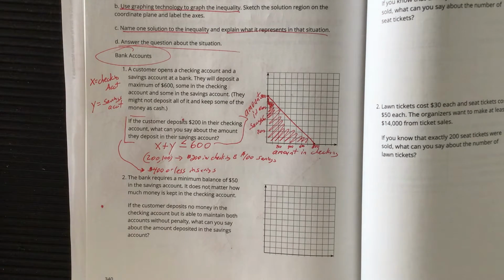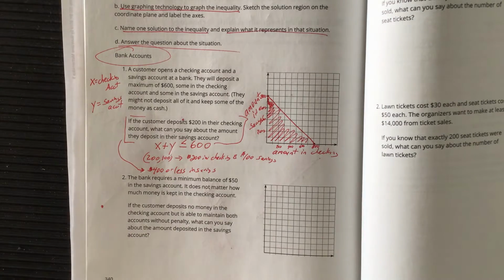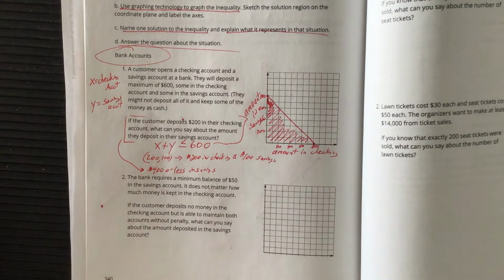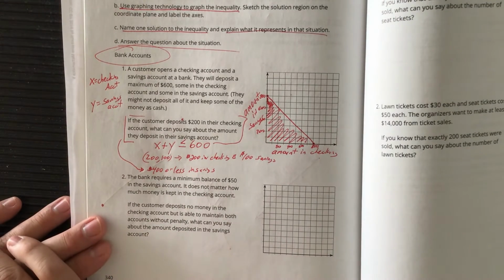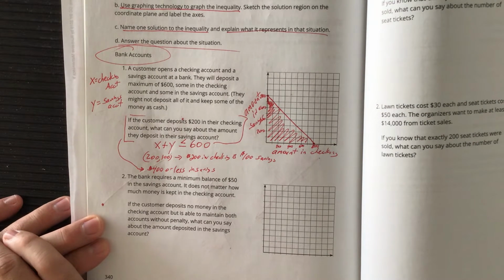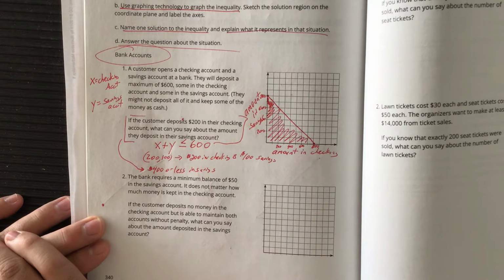Question number 2. Bank requires a minimum balance of $50 in the savings account. It does not matter how much money is left in the checking. Anything works into checking. But does it have to be under 600 still? I think this is just a completely new problem.